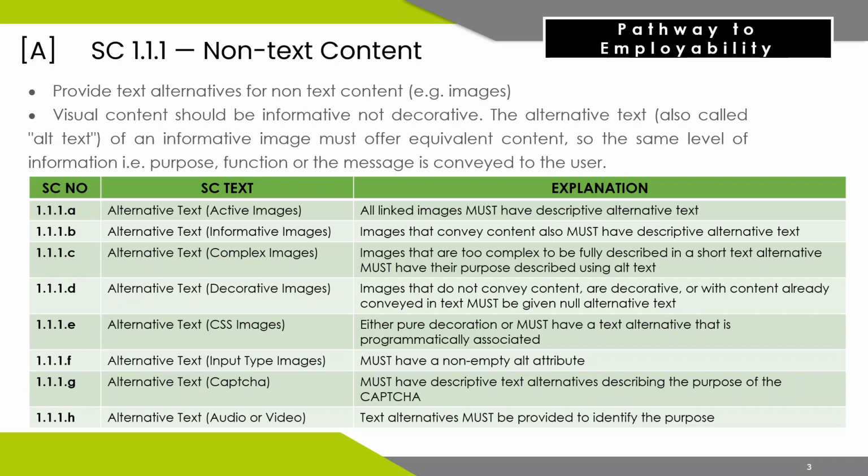1.1.1.f Alternative text, input type images. Input type image form fields must have a non-empty alt attribute value, title attribute value, ARIA label property or ARIA labeled by property. Form buttons must have a descriptive value. Form inputs must have associated text labels or, if labels cannot be used, must provide a descriptive title or ARIA label attribute.